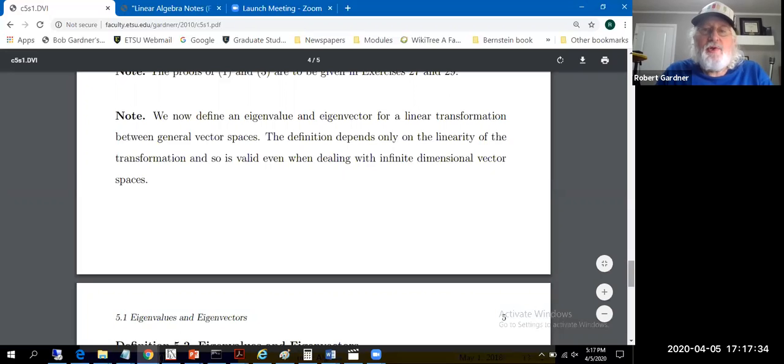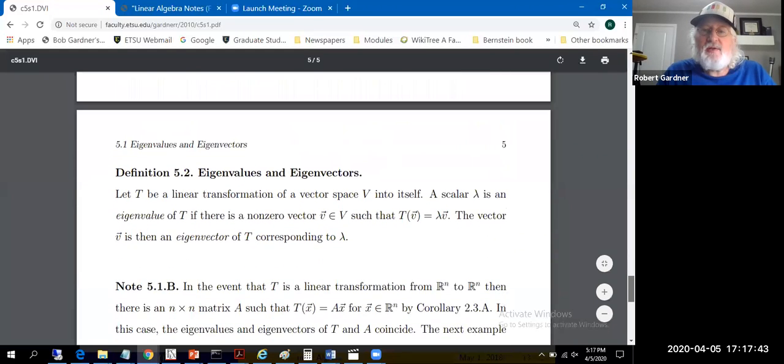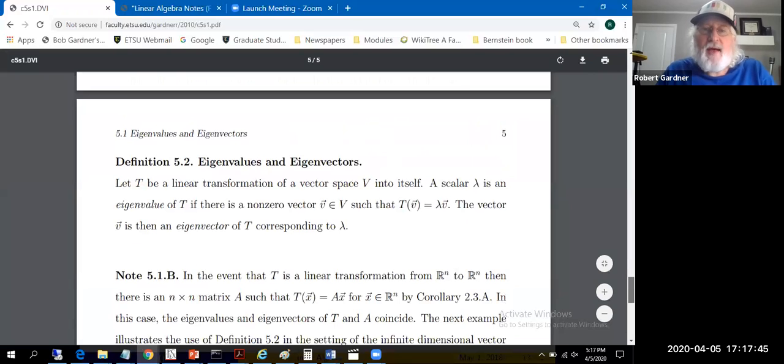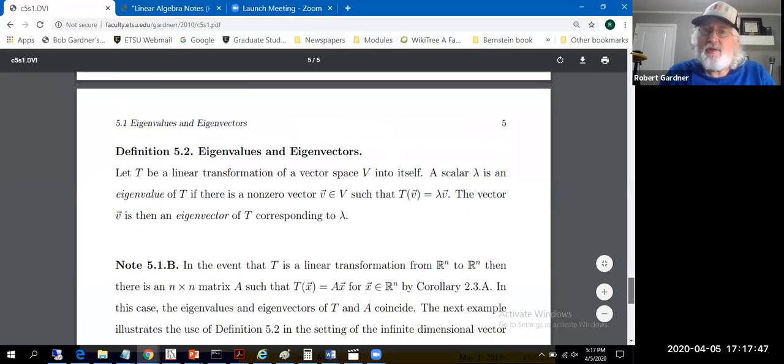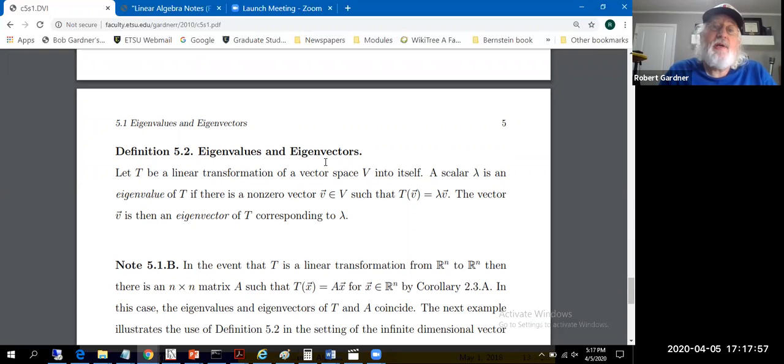All right, so what we're going to do is define eigenvalues and eigenvectors for linear transformations. We're going to do it in such a way that it actually has a wide variety of applications, maybe beyond just the little matrix stuff, as we'll illustrate. So definition 5.2 is the definition of eigenvalues and eigenvectors for linear transformations, as opposed to matrices. Let T be a linear transformation of a vector space V into itself.